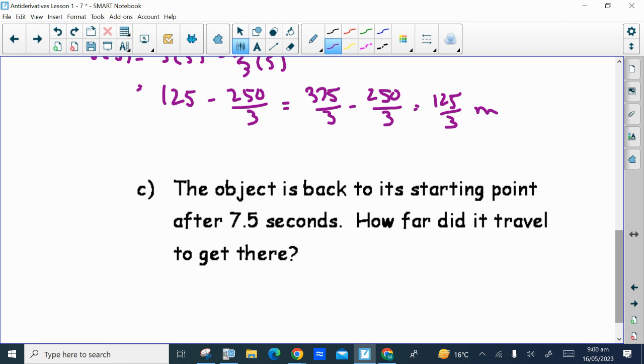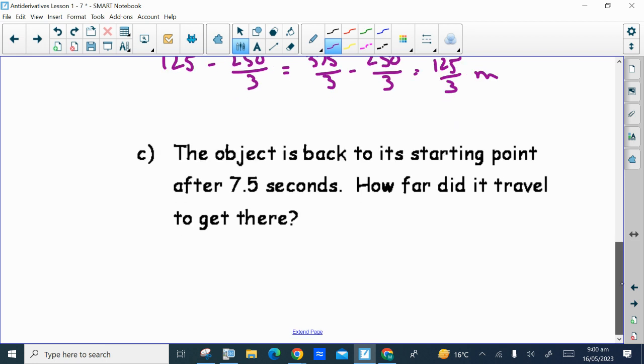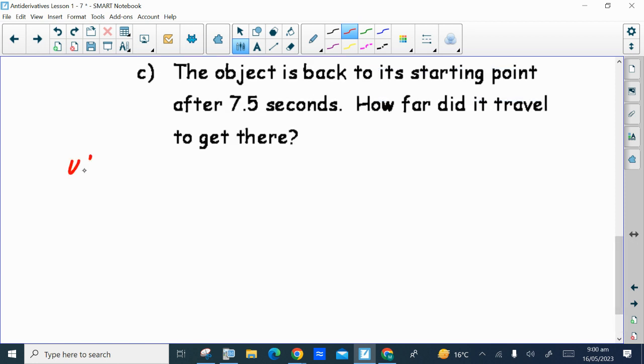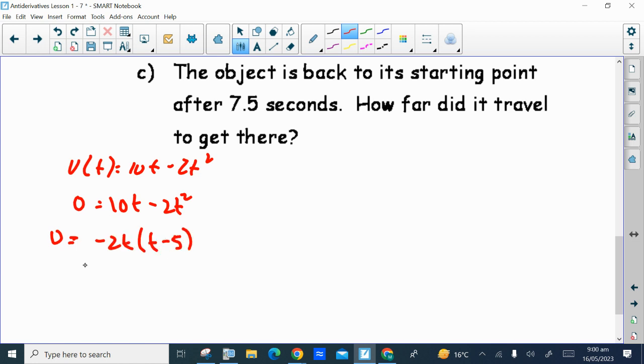So that object will stop when the velocity is 0. So let's start there. V at t, the velocity, we found to be 10t minus 2t squared. Or we were given that. And again, we want to know where this is 0. So we can solve this by factoring. On the right, there's a common factor of negative 2t to take out, which will give us t minus 5. Our solutions to this would be t equals 0 and 5 seconds.